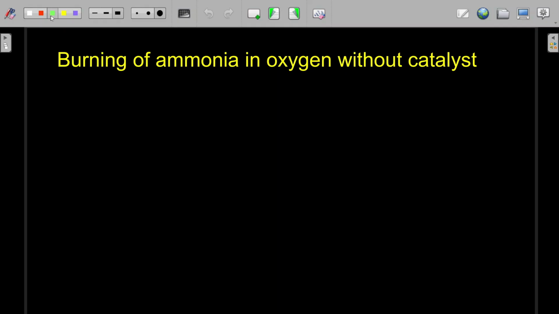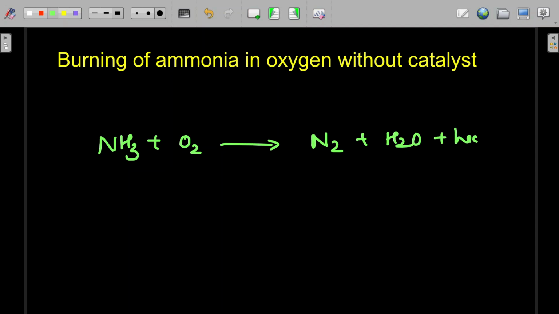Okay. Coming to chemical properties of ammonia. First of all, the reaction of ammonia with oxygen. There are two things. One with catalyst, another without catalyst. So if they ask you burning of ammonia, then simply ammonia plus oxygen, without any catalyst. You are burning it. So in that case, we get nitrogen and water. Because you're burning it, it is an exothermic reaction.